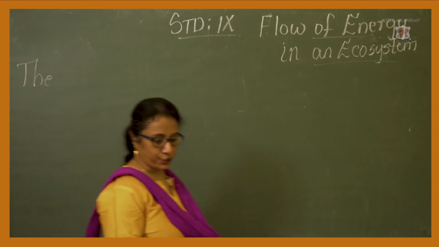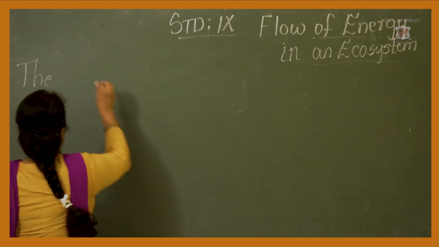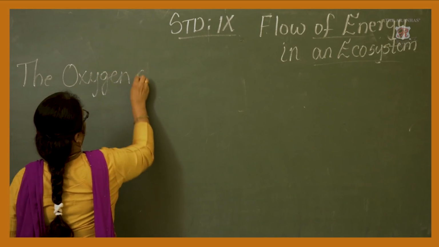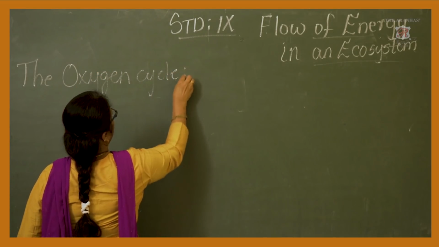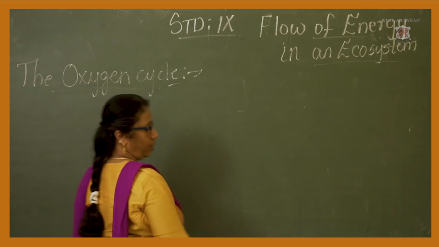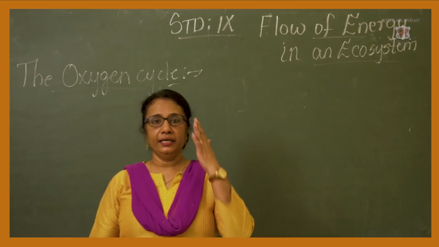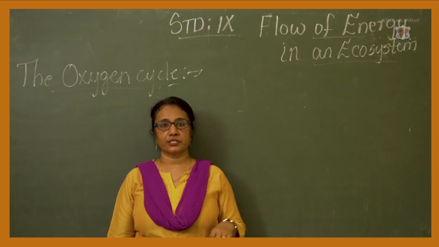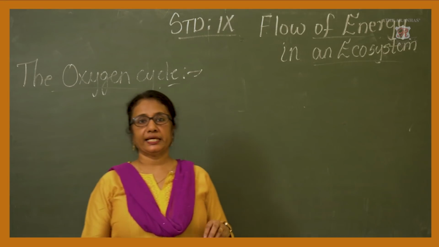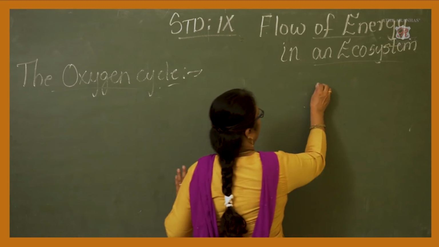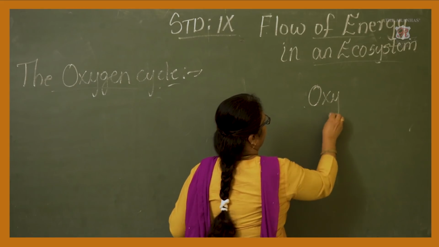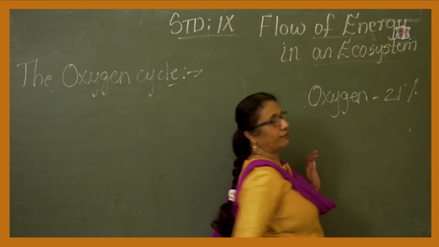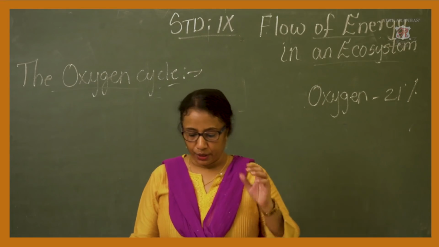We move on to the next topic, that is the oxygen cycle. This is also very simple, children. There is nothing much difficult in this to understand. It is quite simple. Again, if I ask you what is the percentage of oxygen in the atmosphere, you will tell me that oxygen constitutes almost 21% of the atmosphere, right?